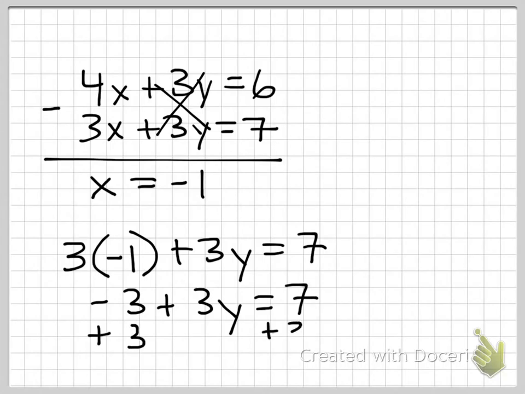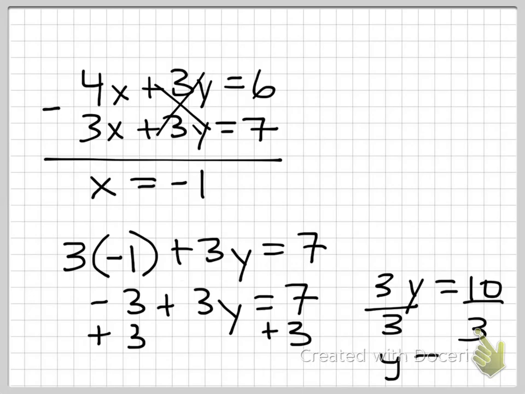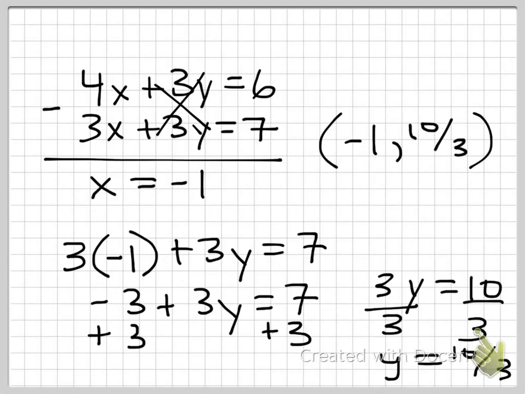And so we're going to add 3. We get 3y equals 10. So y would be 10/3. And you can keep that as a fraction. So our ordered pair would be -1, 10/3.